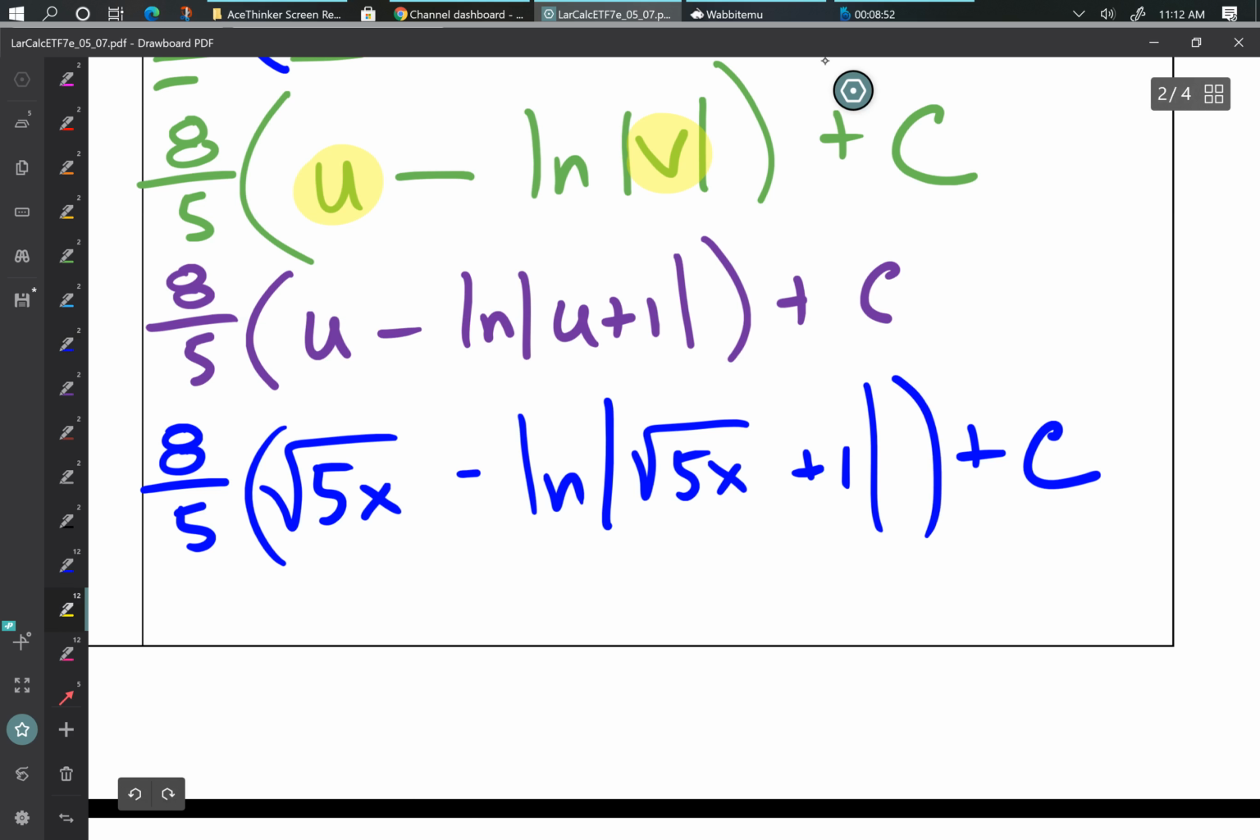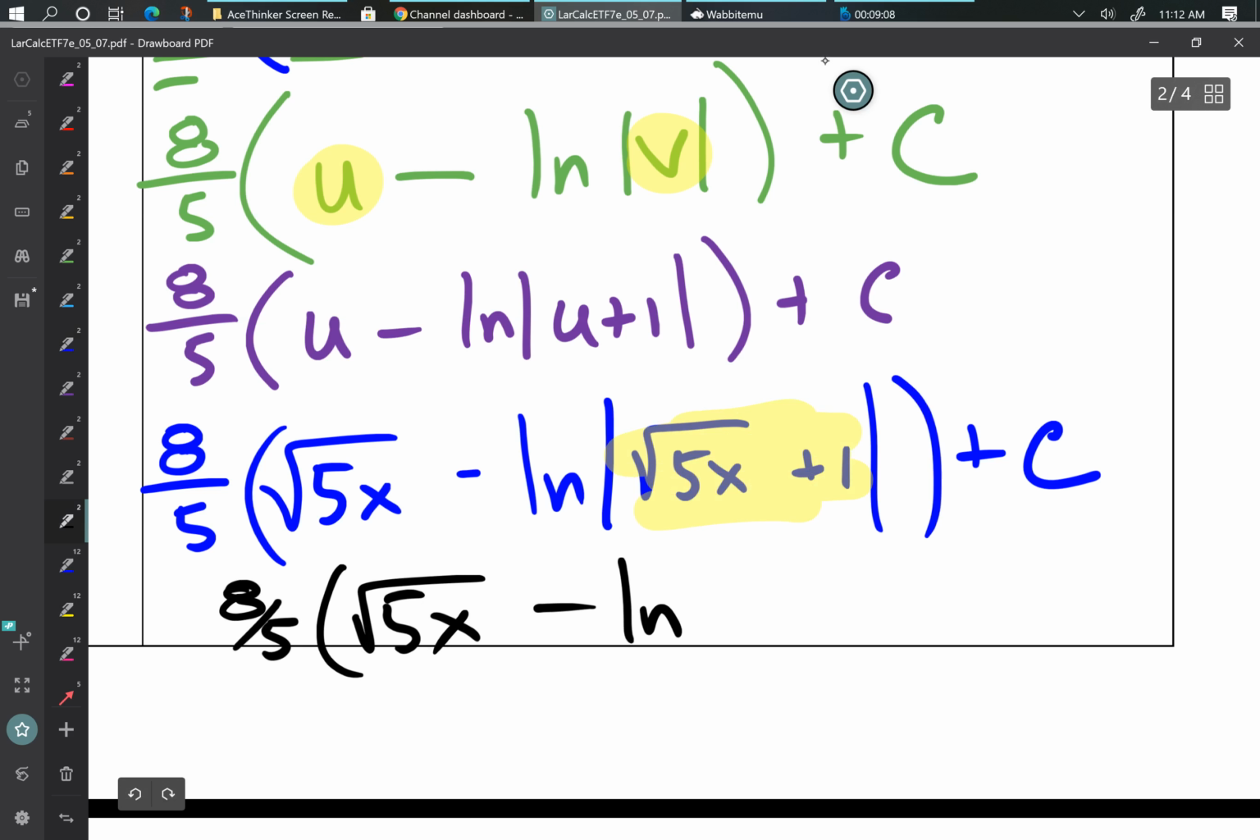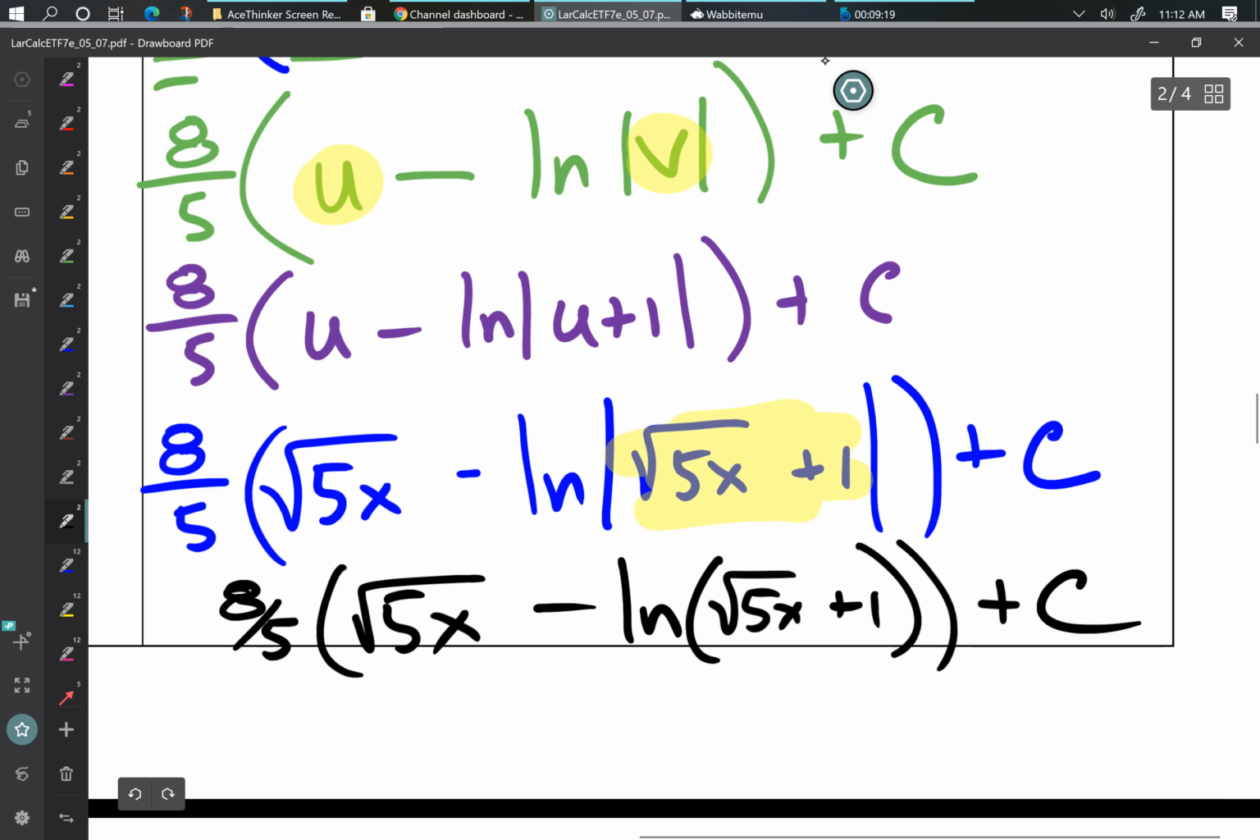Now, technically, since the square root function has the smallest value of 0 and adding 1 to 0 makes that positive, I could drop those absolute value bars and write this as 8/5 times the root of 5x minus the natural log of the quantity, the root of 5x plus 1, plus c, if you prefer the black line over the blue line.